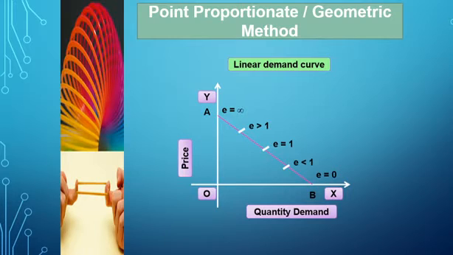In actuality, the demand curve does not touch any axis, but to explain this method, when the demand curve is linear, a straight line, we extend the demand curve to meet the y-axis at point A and the x-axis at point B. So the price elasticity of demand at the x-axis is 0 and at the y-axis is infinite. So elasticity of demand will be different at each point.